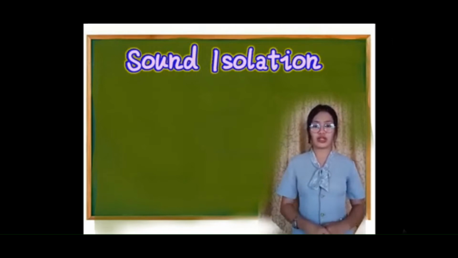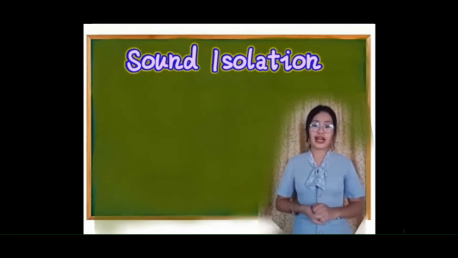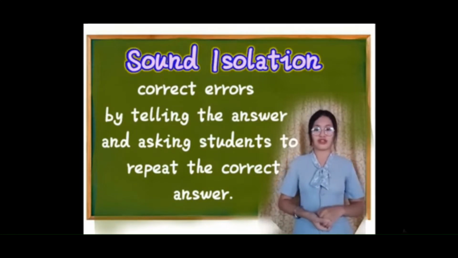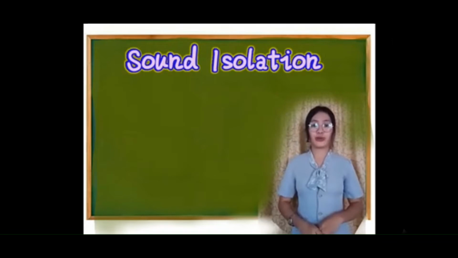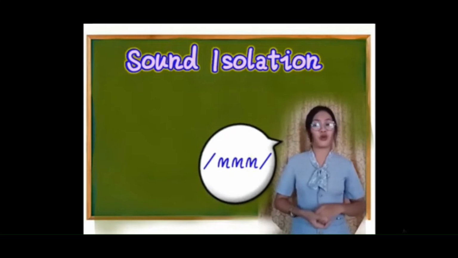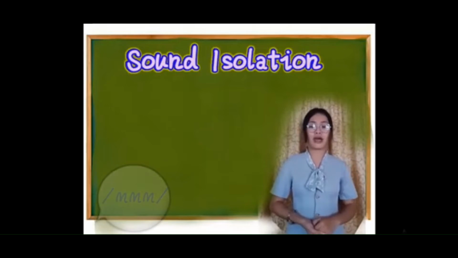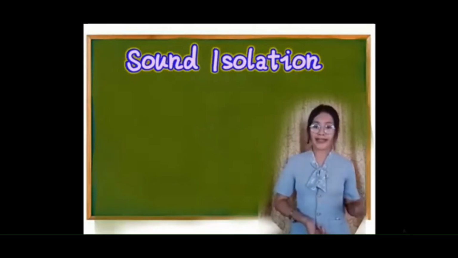Sound isolation example C. In sound isolation, correct errors by telling the answer and asking the students the correct answer. Example, the word man. The first sound in man is... What is the first sound again? Very good. Say it with me. Man.